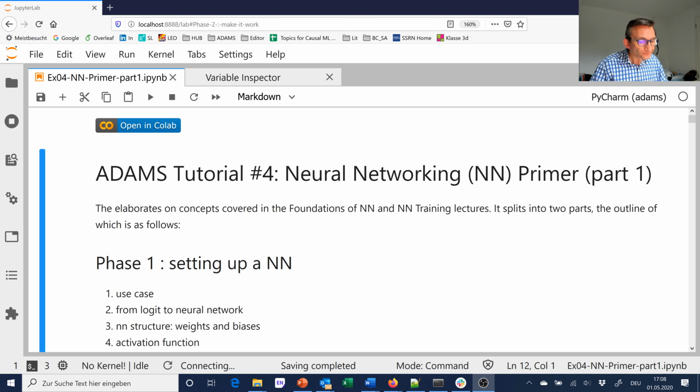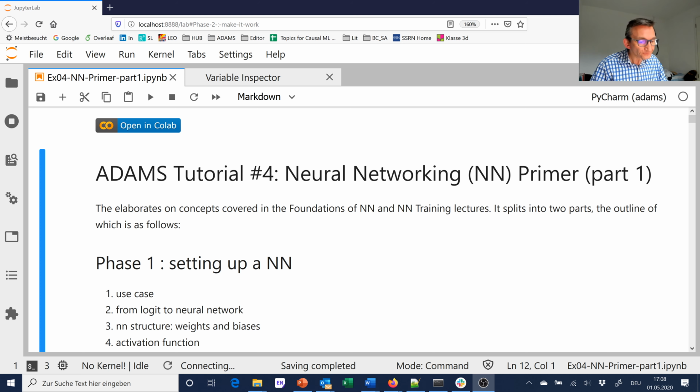Very much as in neural networking, there is on the one hand understanding how they work and how they produce forecasts. It's a supervised learning technique. How do neural networks produce forecasts? We will in phase one, as you can see here, go through the corresponding steps, basically setting up a neural network. But it's not all about producing forecasts.